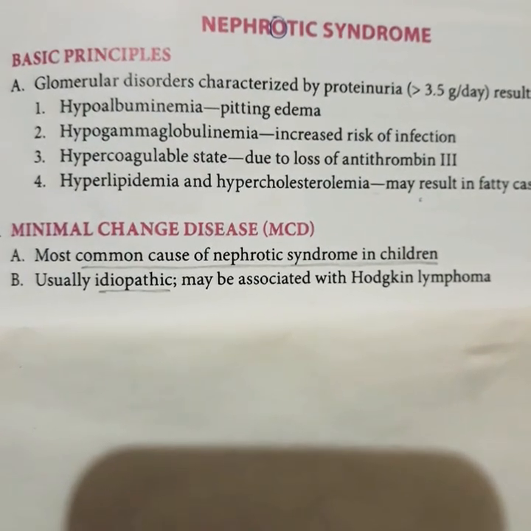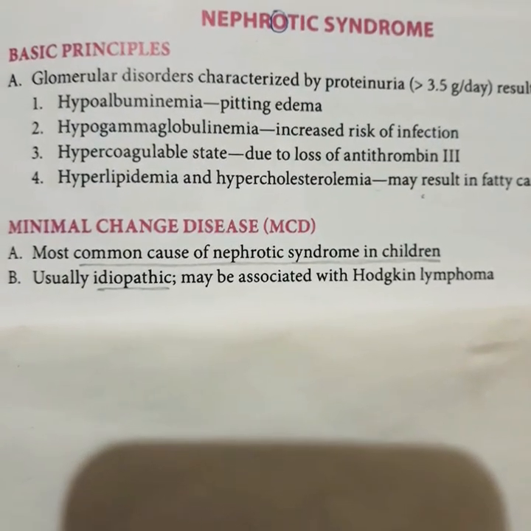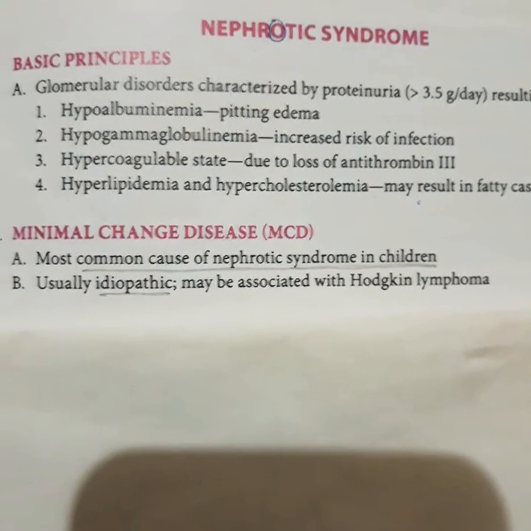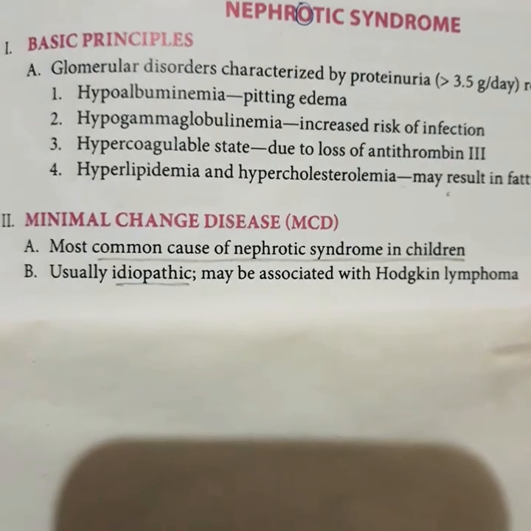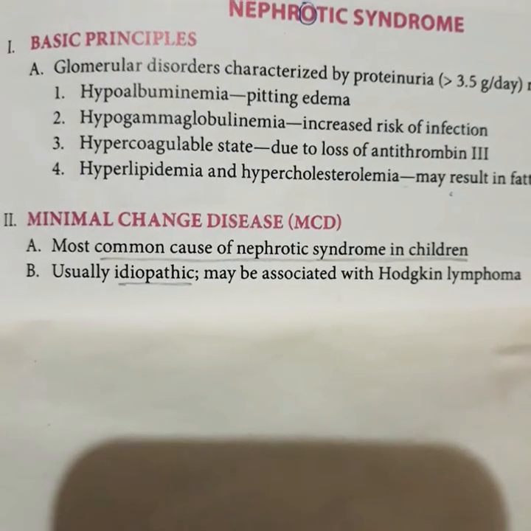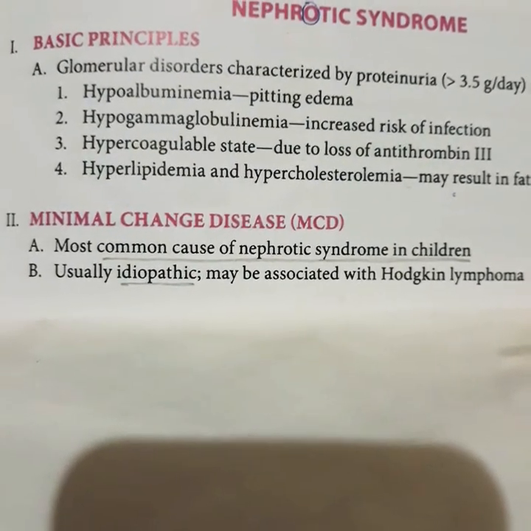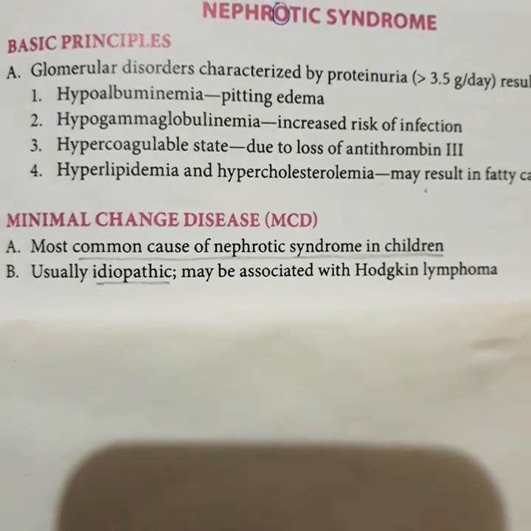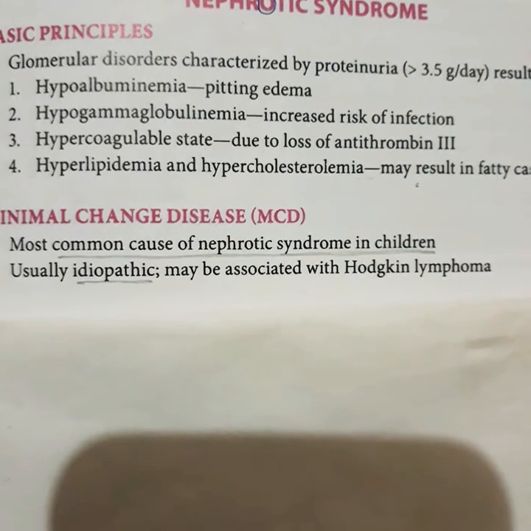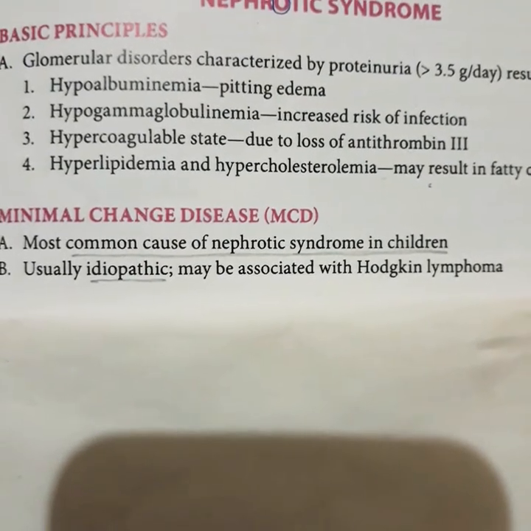hypogammaglobulinemia, which increases risk for infection, and a hypercoagulable state due to loss of antithrombin III. Antithrombin III is important for breaking down thrombin and destroying coagulation factors, so it decreases hypercoagulability. Hyperlipidemia and hypercholesterolemia may result in fatty casts in urine.